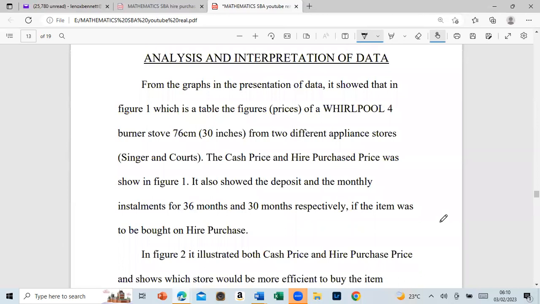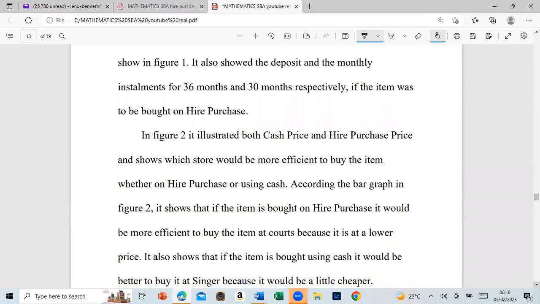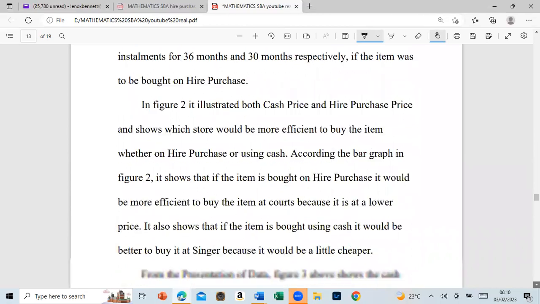Next, this is the most challenging part, and again, it's not 100% accurate, but you guys know what to do. You're going to analyze and interpret the data. From the graph in the presentation of data, you show that in figure 1, I describe each one of them. I'm not going to read out all of this. As I say, guys, it's just a description of the result that you obtain, and you talk about it, which is better, and you quote in percentage and so forth at this point.